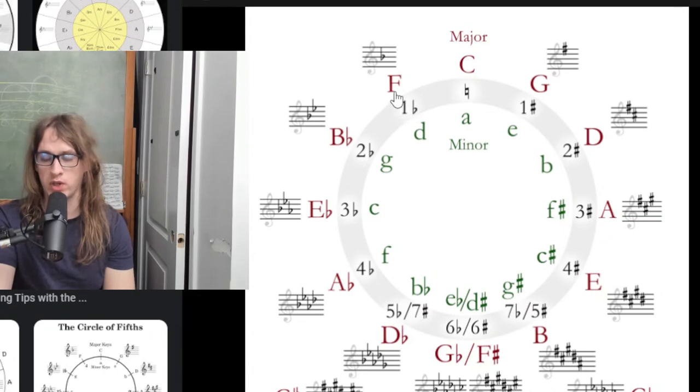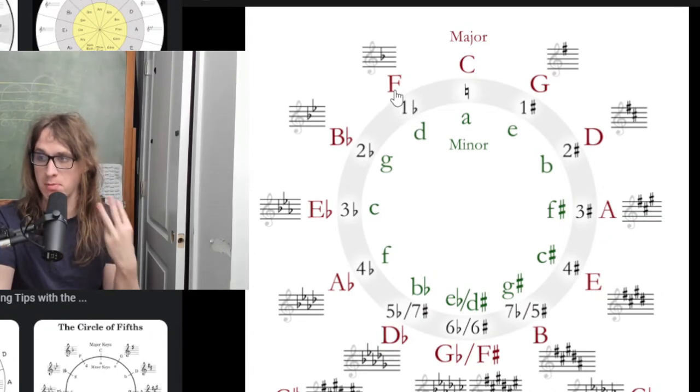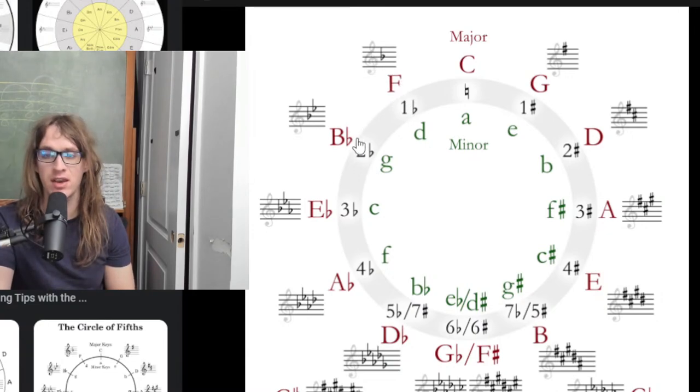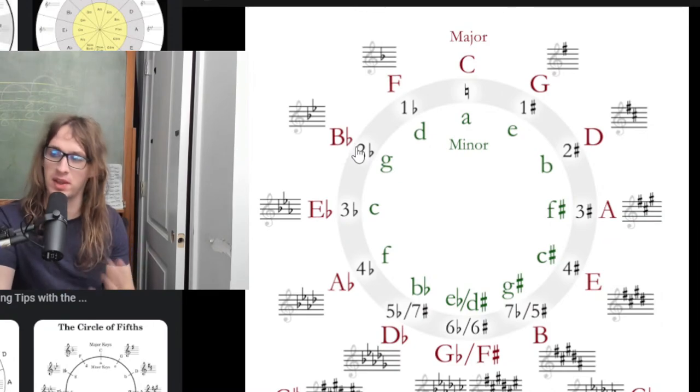So now here's what we do. We go up a fourth from F: F, G, A, B. The thing is, F major had a B flat in the key signature, so that's the next key right here. This is where people get confused because the key signature of F major is the next key. So don't get those two confused.